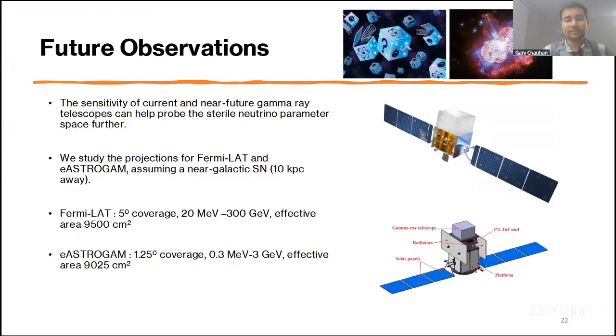For future projections, we'll be looking at two different experiments, which is, of course, Fermi-LAT, but also a proposed new experiment, which is e-ASTROGAM. The coverage for Fermi-LAT is 5 degrees, for e-ASTROGAM is 1.25 degrees. The energy range of interest is 20 MeV to 300 GeV for Fermi-LAT, while e-ASTROGAM focuses on the lower energy range from 0.3 MeV to 3 GeV. Effective area is almost similar for both experiments, of order 9,000 centimeters squared or above.